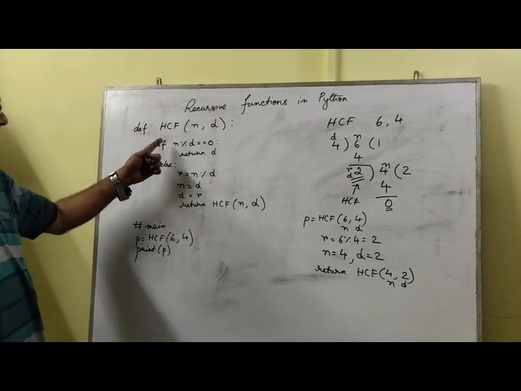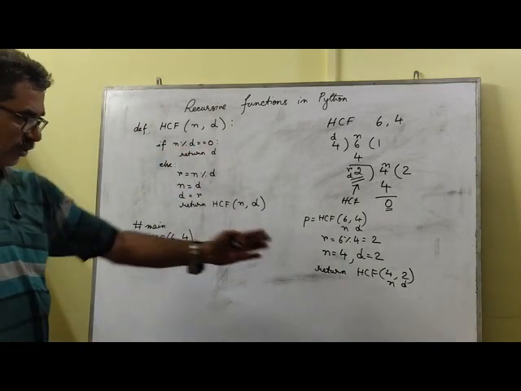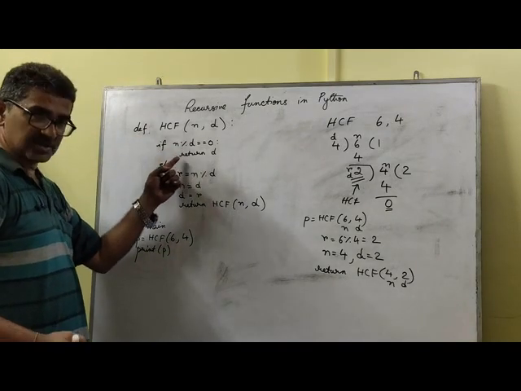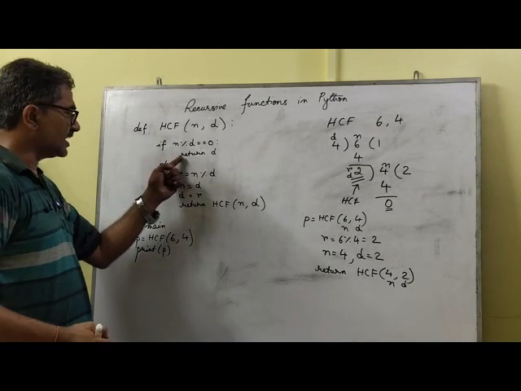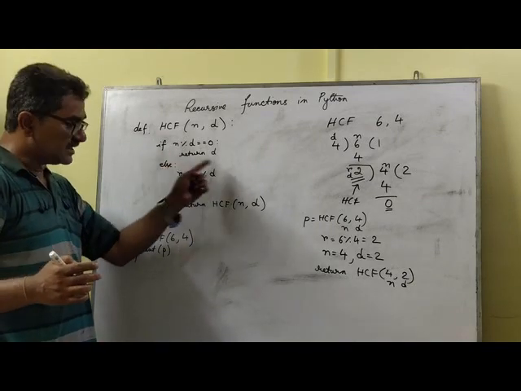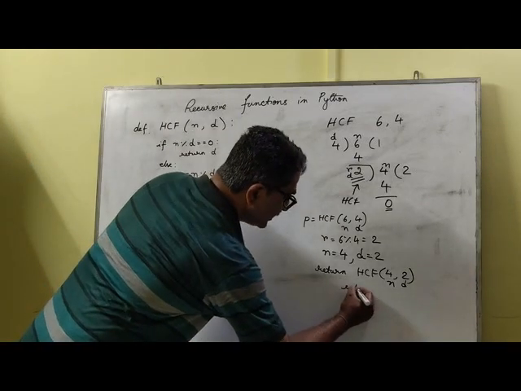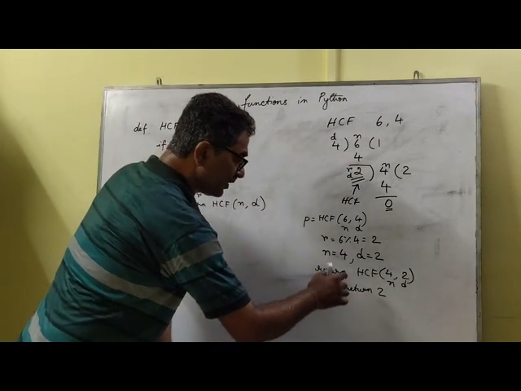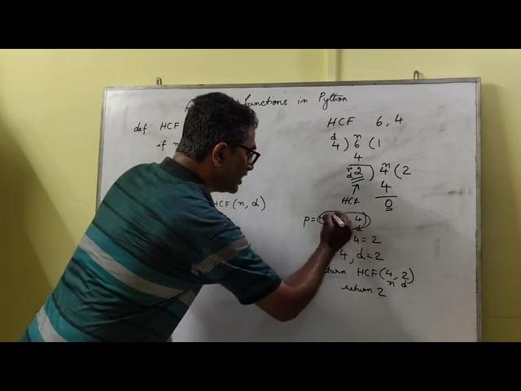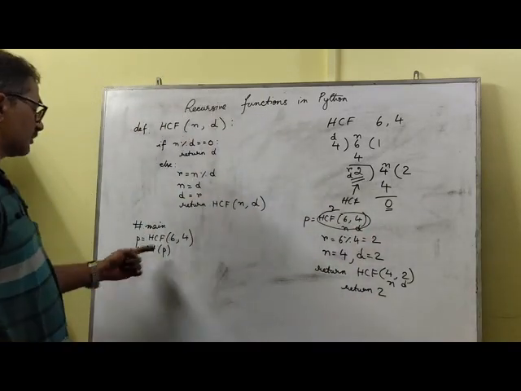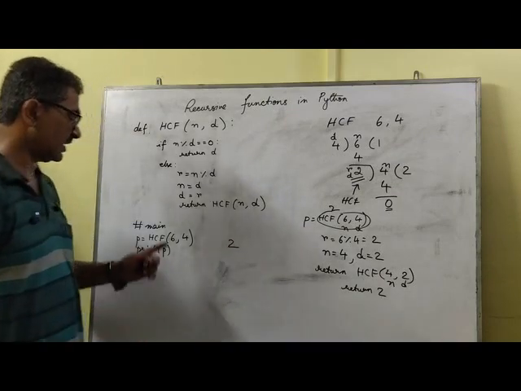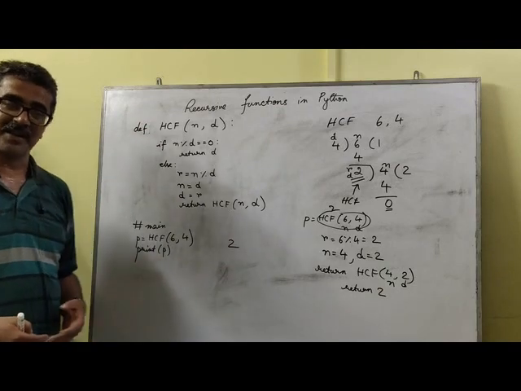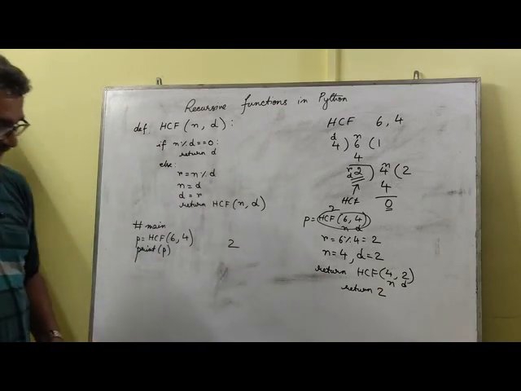Now what do we find? If n modulus d equal to 0, obviously 4 modulus 2 is equal to 0. Since it is equal to 0, that means it is divisible, so that is the common factor, highest common factor, return d. So it's going to return d, which happens to be 2. So where will this 2 get returned? To the place where it was called. Where was it called? It was called here. So the value of p will be 2. So print p, obviously it's going to print 2, which is the HCF of 6 and 4. See how easy it is to use recursion, actually.